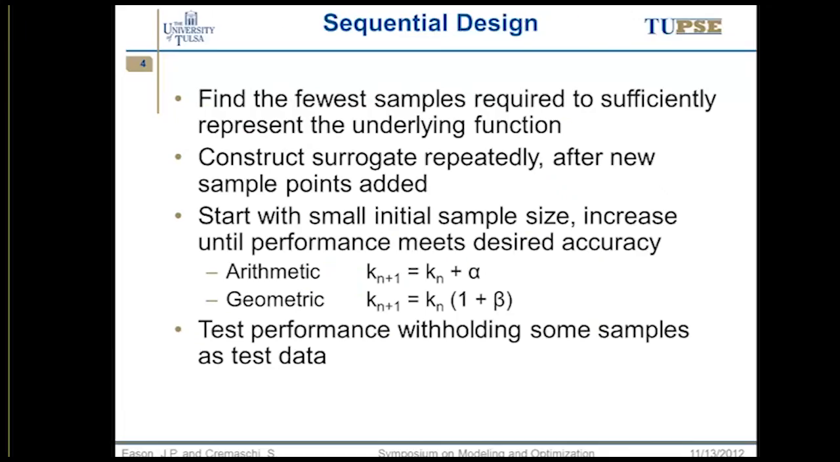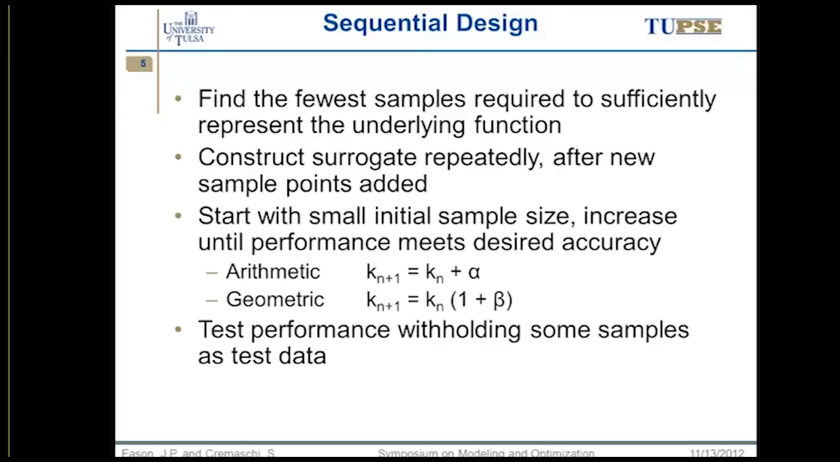However, if the underlying function we're trying to model is very expensive, it's very much in our interest to minimize the number of samples it requires to fit the surrogate. So the best way to do that is through sequential design. This is a process where we start with a very small initial sample size that probably isn't going to be sufficient to capture the behavior, and then we slowly increase the sample size until the performance of the surrogate actually manages to perform well enough.